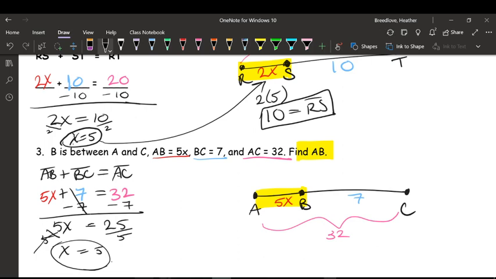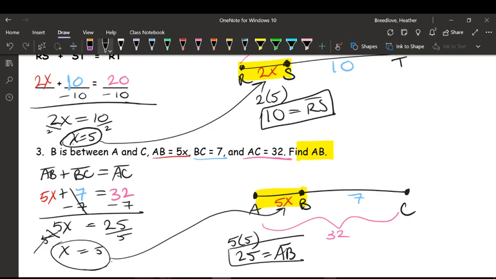I was looking for AB, the highlighted yellow part. It's right there. So that tells me 5 times 5, which is 25, is that piece of the segment that I was looking for. Segment AB is 25. All right, so segment addition postulate: one piece plus the other piece makes the whole thing. All right, so that's the first topic for today.